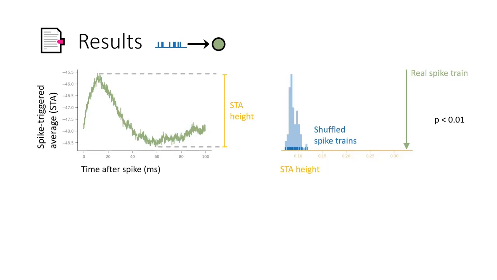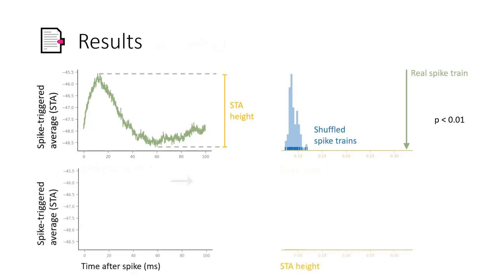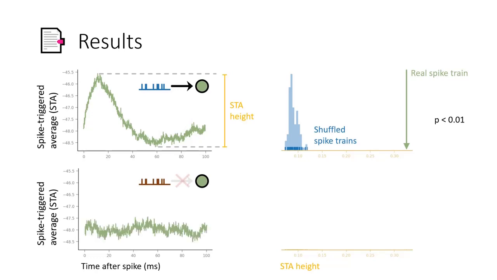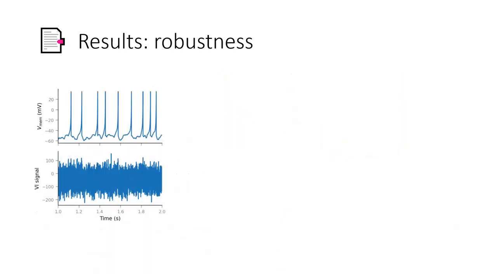So this is the case if the spike train is actually connected. If your spike train is not connected, your STA looks something like this. And same tests. Well, we don't expect any bump, and in fact we don't get any either. So we were quite happy with these results, and we wanted to see how far we could push it.